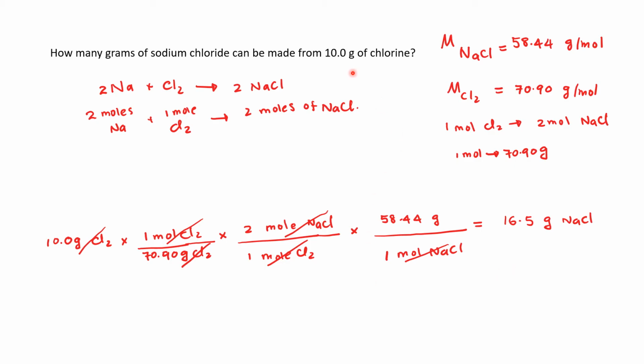So we start with 10 gram of chlorine, and by the molar mass we know 1 mole weighs 70.90 grams chlorine. We use this fraction in such a way that it can cancel gram chlorine to gram chlorine. Now we use the stoichiometric relationship. So we know 1 mole of chlorine produces 2 moles of sodium chloride. By doing that, we have the number of moles of sodium chloride.